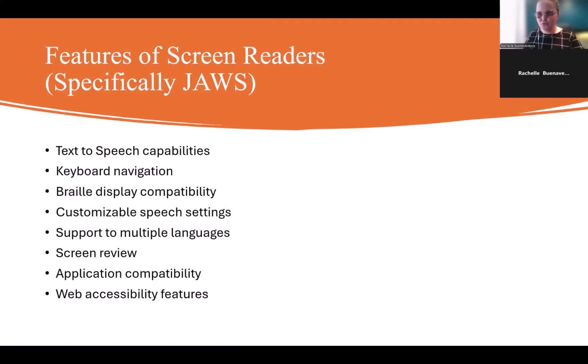And then screen review. One more thing, it allows users to review previously spoken text or navigate through different parts of the screen. So you have an option to move along with the arrows. You can use the left arrow and right arrow to go back to the previous and go next to read the next content of the screen. You can also check the spelling of the words that have been spoken on your computer.